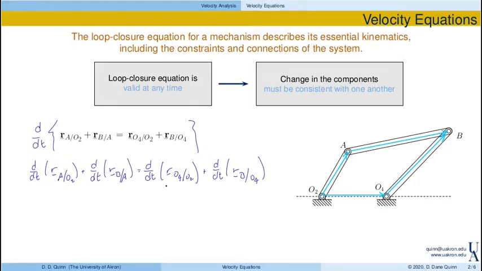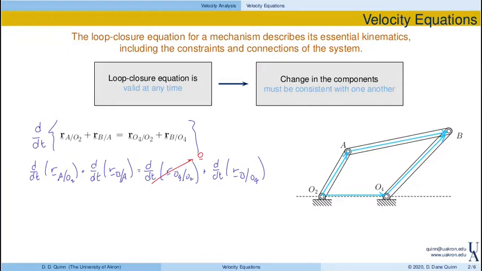Again, if this didn't work out, then while we might have something that was true now, if these changes don't all work out and are consistent with one another, then at some later time, this wouldn't be a true statement. So again, the change in the components, they must be consistent with one another. Now, I will notice that this vector from O2 to O4 never changes, right? So this term is actually equal to 0.